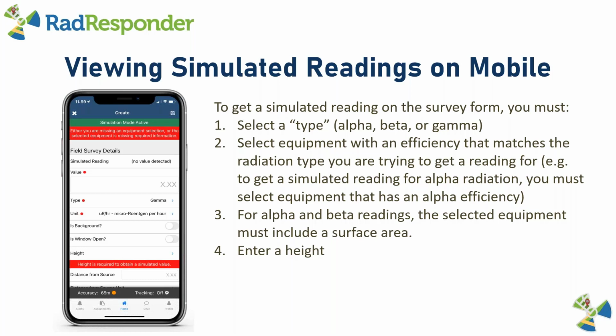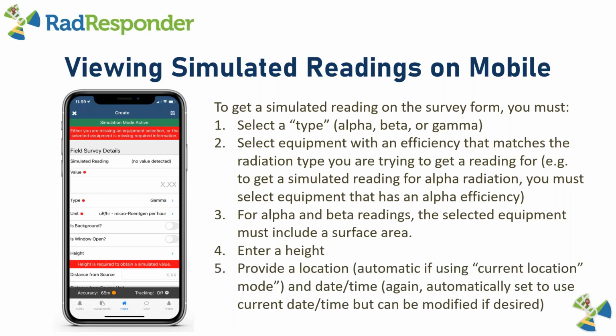I'll then enter a height for the measurement. And then I'll provide a location. This is automatically selected if I'm using the current location mode, and a date and time. Again, that's automatically selected to be the current date and time, but you could modify either location or the date and time if you wanted to. But those are the parameters that are basically being passed into the code in order to give you back a simulated reading.